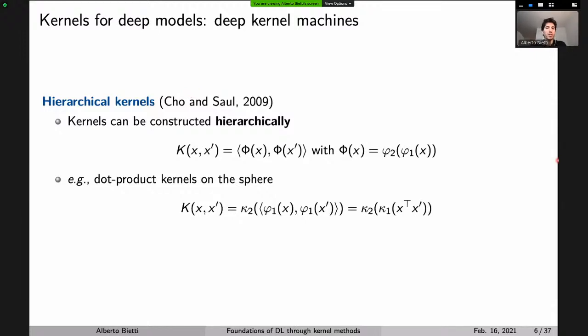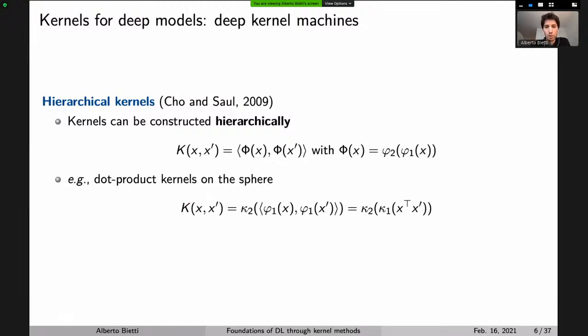And it turns out that if you look at this representation phi of x, you can actually define it hierarchically through this composition with two different kernels, so phi2 and then phi1 of x. If you look at the specific case of dot product kernels on the sphere, the kernel itself is defined as some function of the inner product between x and x prime. And let's say we constrain x and x prime on the sphere.